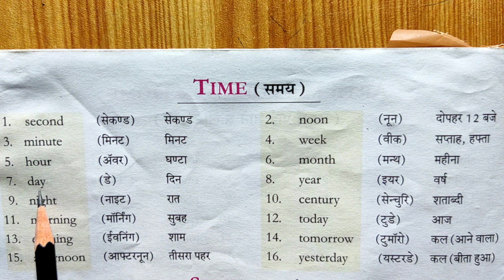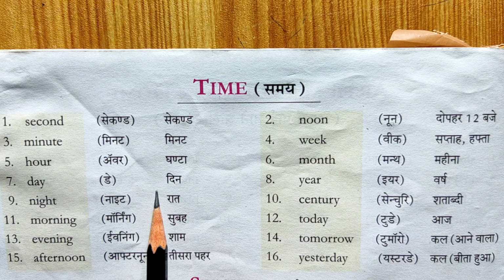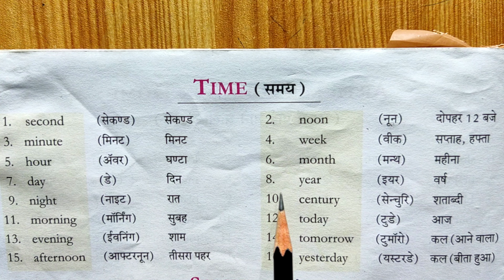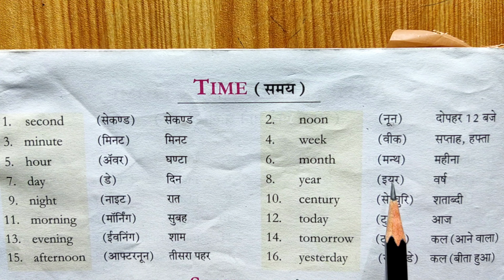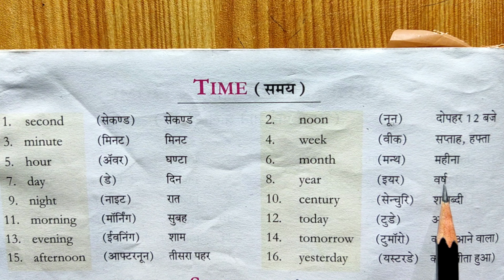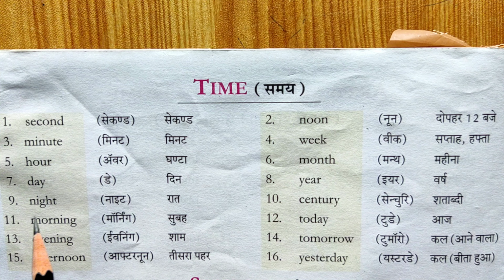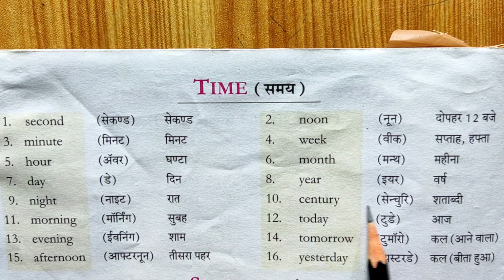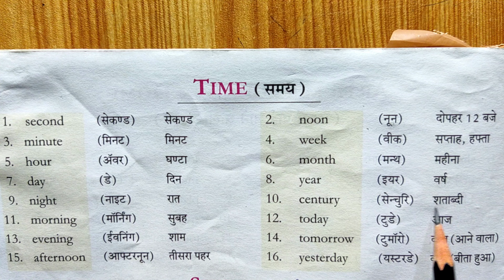Number seven, day. In Hindi, दिन. Number eight, year. In Hindi, वर्ष. Number nine, night. In Hindi, रात. Number 10, century. In Hindi we call century as शताब्दी. Number 11, morning.